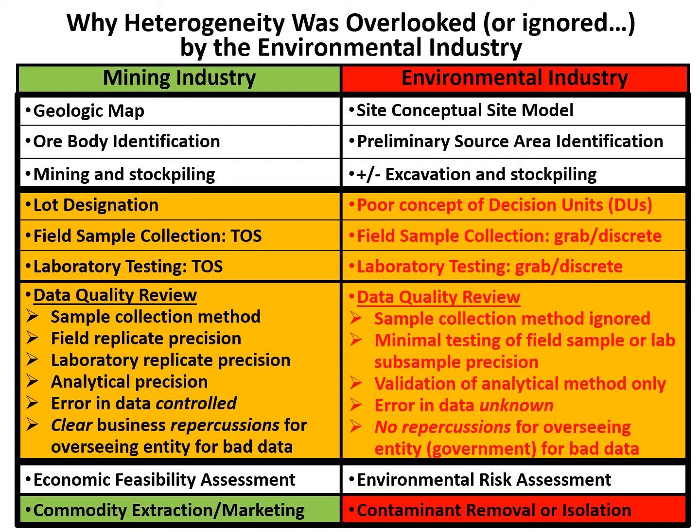In the mining industry, they refer to it as lots versus decision units. They have lot designation, but then when they go in and collect a sample from this designated area or volume of material, they follow the theory of sampling approaches we talked about before. And in the laboratory, the same thing. When the laboratory gets this sample from the field, they don't just open up the bag and take out a tiny pinch and test it.